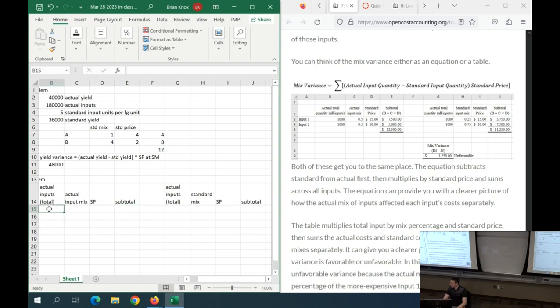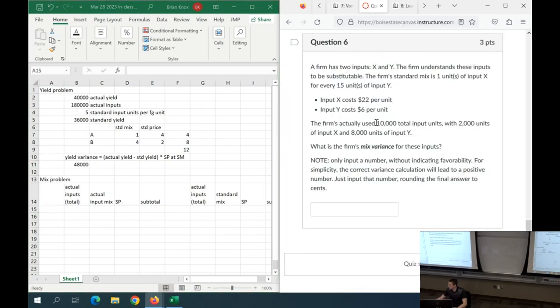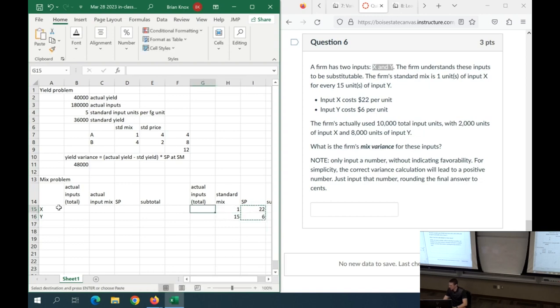All right, the problem says we have two inputs, X and Y, right here. And we expect at standard mix 1X for every 15 units of Y. And our standard prices are 22 and 6. That can go on both sides of this table, 22 and 6.